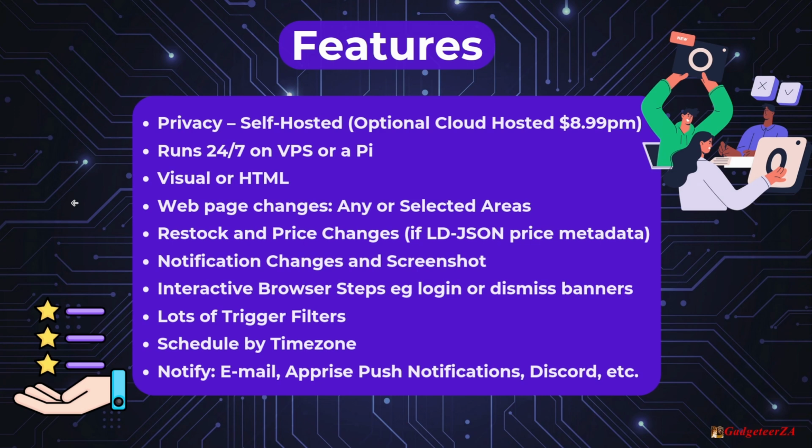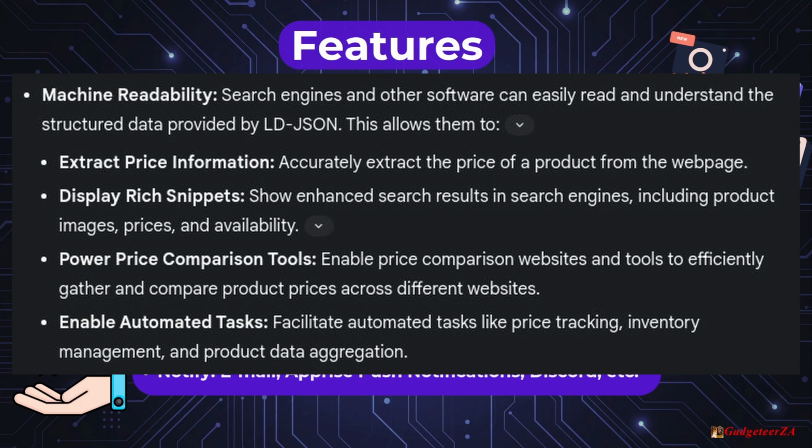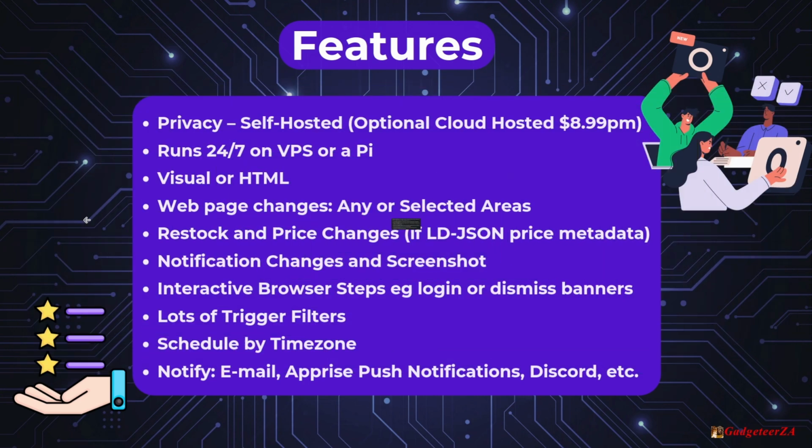That's the one option. The other thing it's got, which is quite interesting, is restocking and price changes. Now, as I've mentioned here on the right, and I'm going to mention it every time I come to it, it requires a website with LD-JSON price metadata. It's a standard that means these types of products can read and interpret pricing specifically from the website code, not visually. And for example, Amazon doesn't use that.